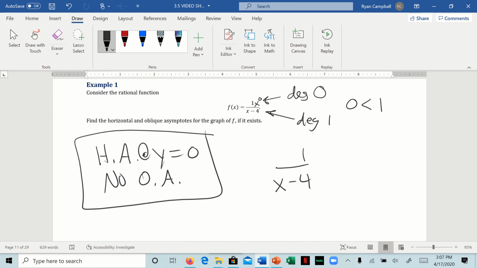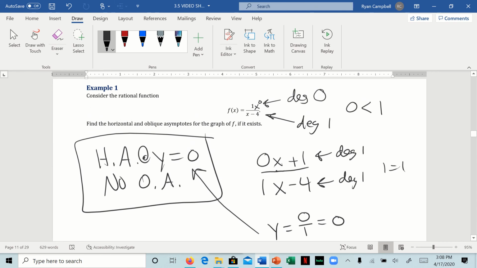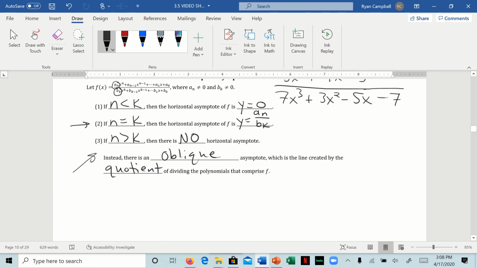notice that this is the same as if we added 0x plus 1, right? Because 0 times x is just 0. So now the degree of the top is 1, and the degree of the bottom is 1. So since they're equal, we know that we're going to have a horizontal asymptote at y equals the coefficient of the top over the coefficient of the bottom, which is just 0, which is where they get that. So if you want to just do it this way, you absolutely can. However, if you want to just know the 3 rules, that's fine too.